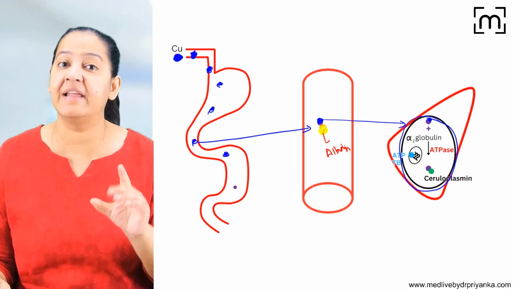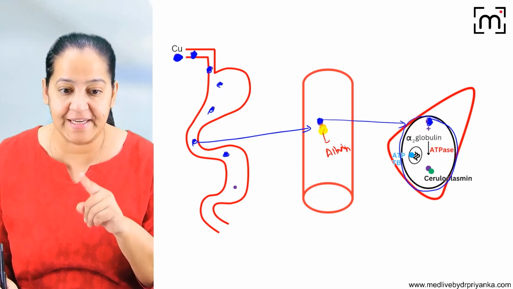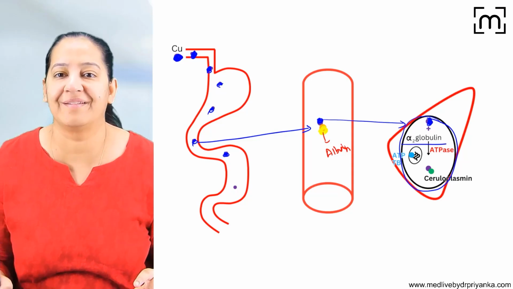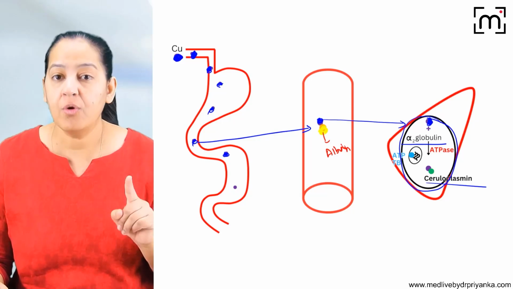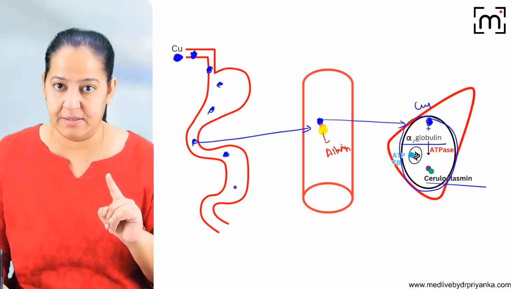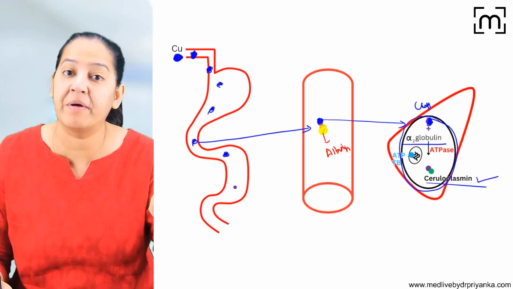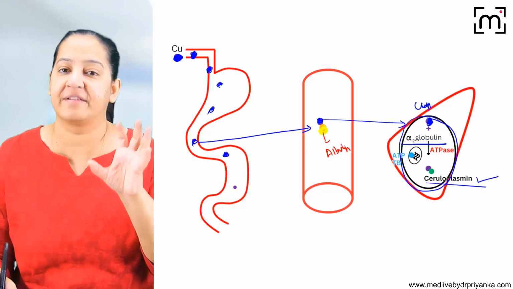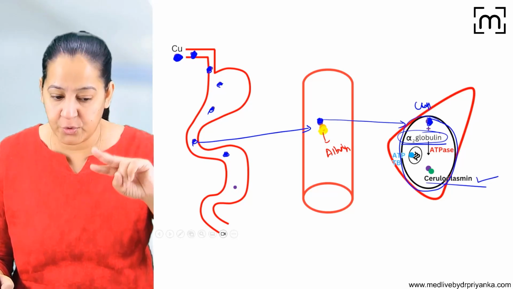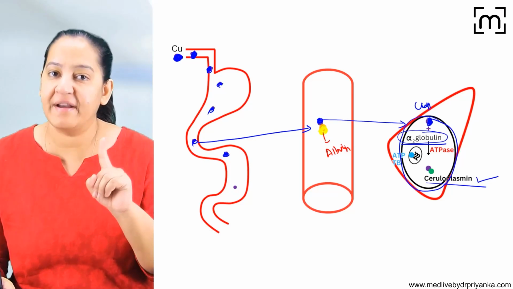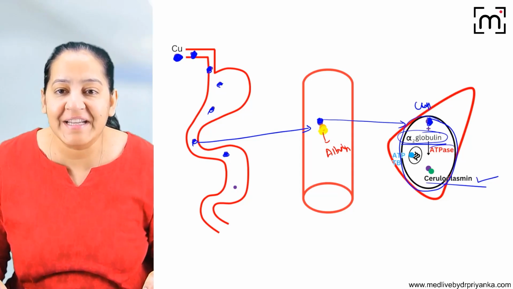After going inside the hepatocyte of the liver, this copper combines with a protein. The name of the protein is alpha-2 globulin. So copper combines with alpha-2 globulin and forms ceruloplasmin. Free copper is toxic, so we convert the copper into ceruloplasmin by combining it with a protein present in the liver, alpha-2 globulin. But for combining the two, copper and alpha-2 globulin, we require an enzyme. The name of the enzyme is ATPase.